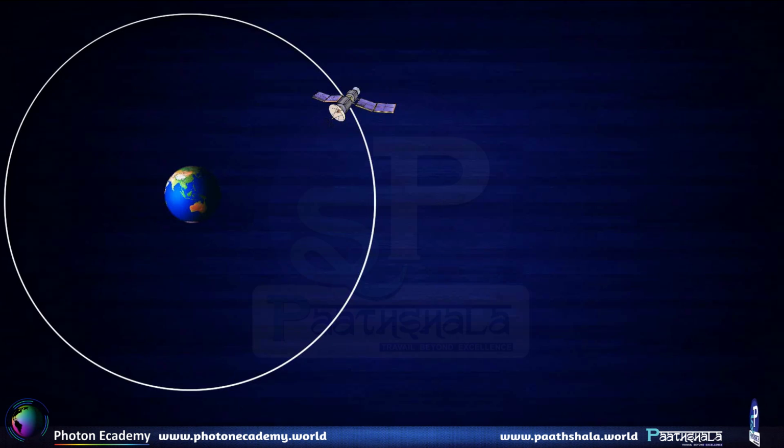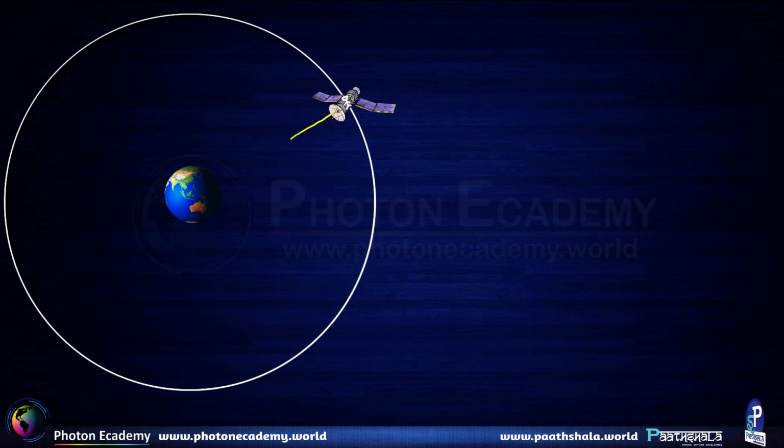So this is a satellite that is moving around the Earth. Let us say there is a man inside the satellite. Now, this particular astronaut is experiencing a force due to gravity that is pointed towards the center of the Earth.